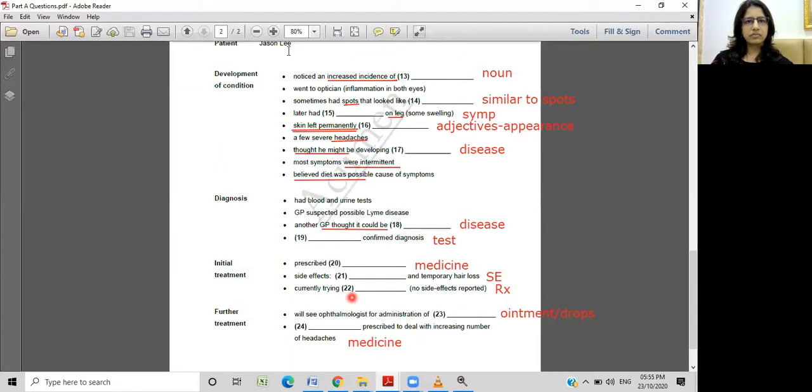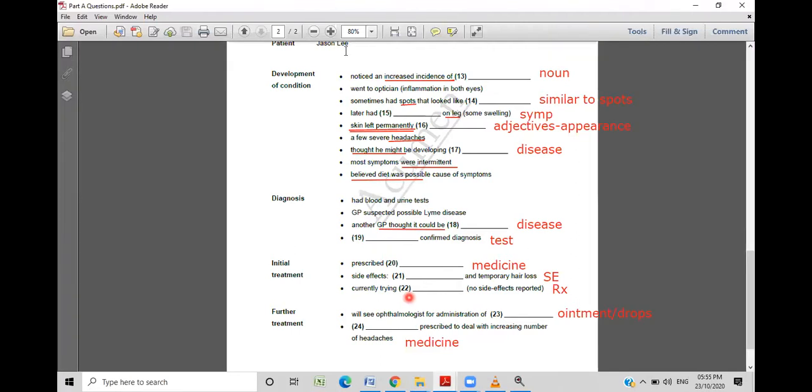First, I need to get an overview of how your condition has developed. Can you just describe for me the initial symptoms? Well, it's a long story, and it took ages to get a diagnosis. It's been very difficult to cope with. I totally understand your frustration.